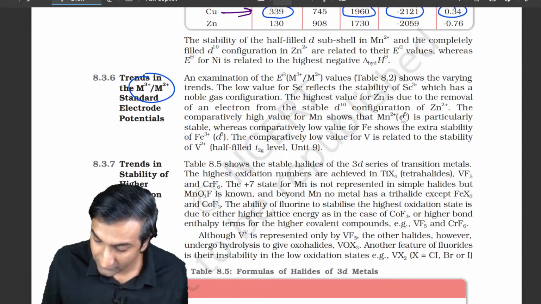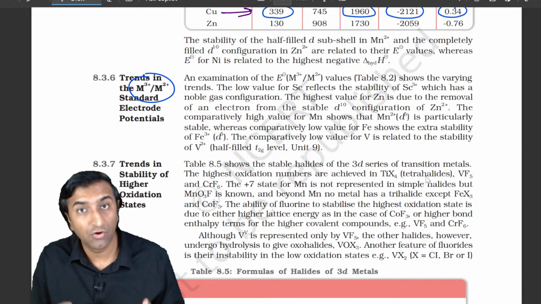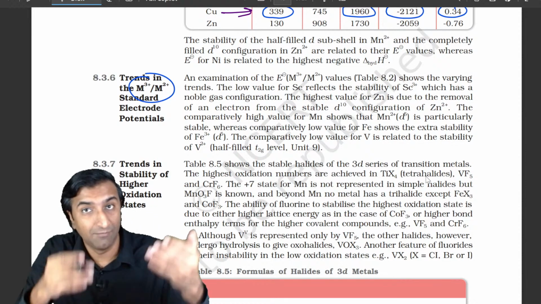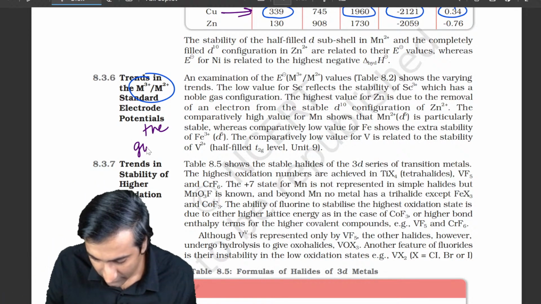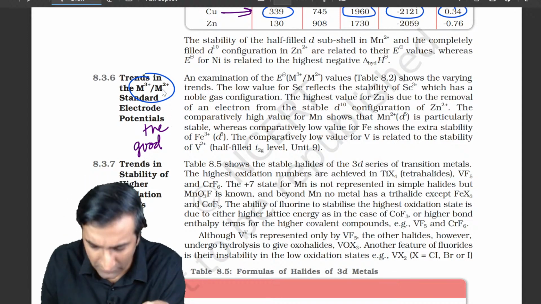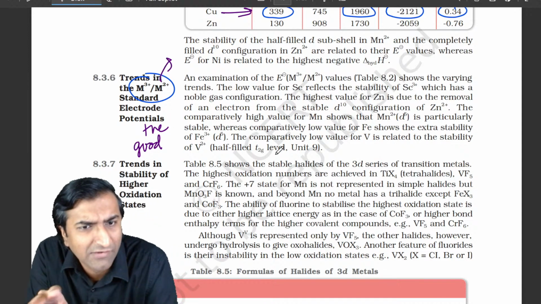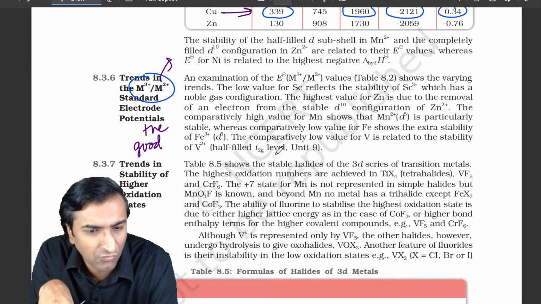M3 plus to M2 plus, matlab, it tells you which would be a good oxidizing agent, because it itself likes getting reduced. If it's a positive value, then it is a good, what is it? If this is a positive value, then what is it? Is it a good oxidizing or reducing agent? A bit of a thoda sa interactive रखते हैं इसको.